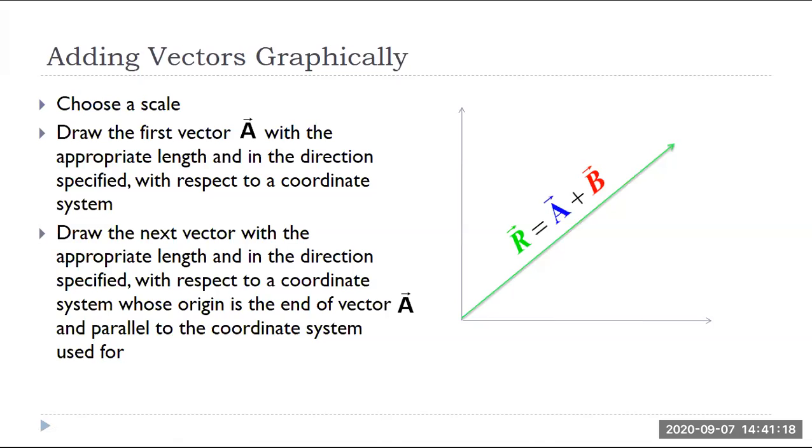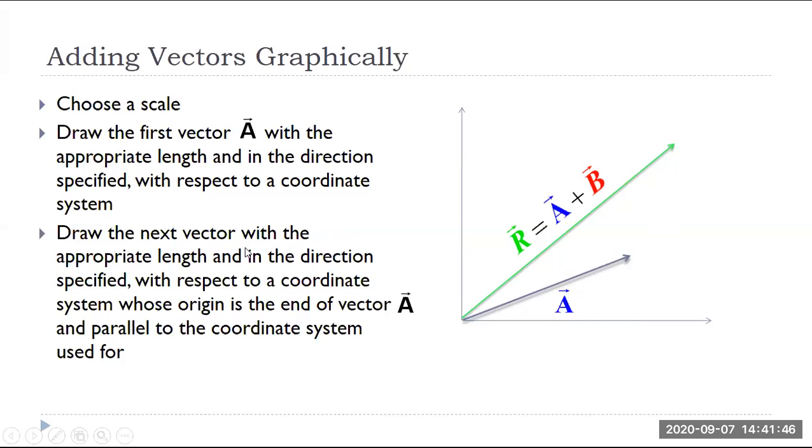We would draw the first vector, A, with the appropriate length and in the direction specified. I have an extra piece on here. I thought I animated it correctly, but I didn't, so it's already there. Pretend it's not there for the moment. The first thing I would do is draw in my first vector. I may need to use a ruler and a protractor, and I would put vector A in with the length and an angle.